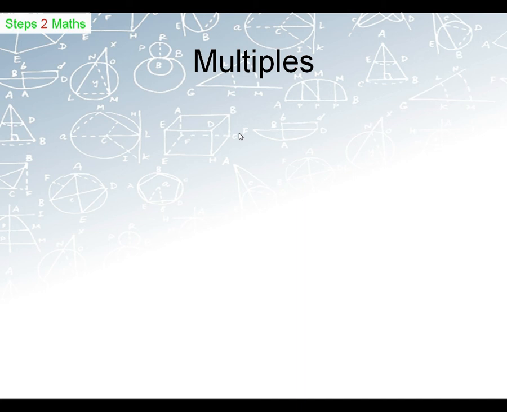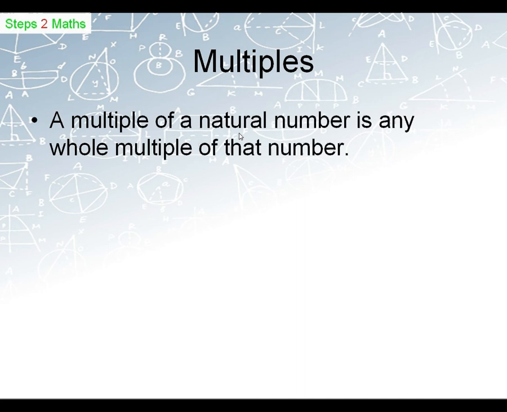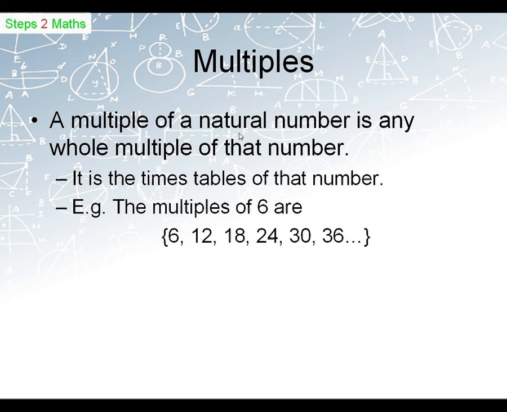Multiples. A multiple of a natural number is any whole multiple of that number. Okay, so we'll probably already know this as the times tables of that number. So for example, the multiples of 6 are 6, 12, 18, 24, 30, 36, and so on forever. So it's an infinite set.